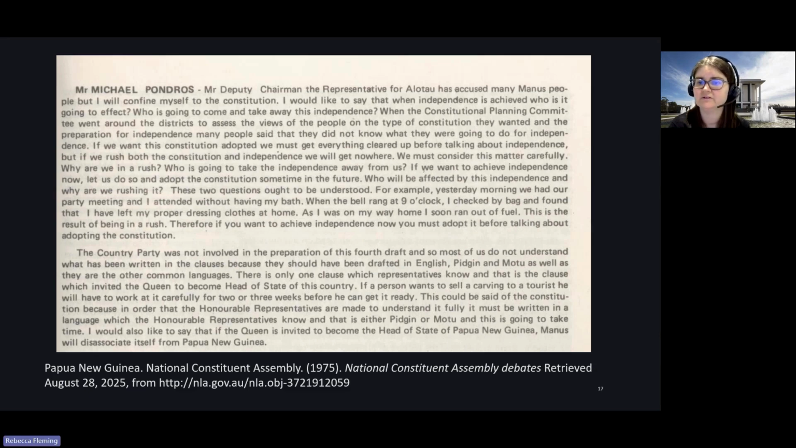And then we move on to another quote when Mr. Michael Ponderus agreed that the Constitution should be written in multiple languages. He said, "The Country Party was not involved in the preparation of this fourth draft, and so most of us do not understand what is being written in the clauses because they should have been drafted in English, Pidgin and Motu as well as they are the other common languages. The Constitution must be written and clearly explained in a language which the majority of the representatives and people understand, that is in either Pidgin or Motu."